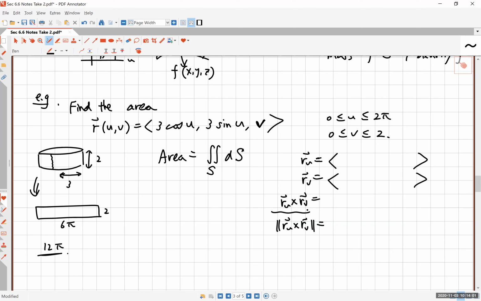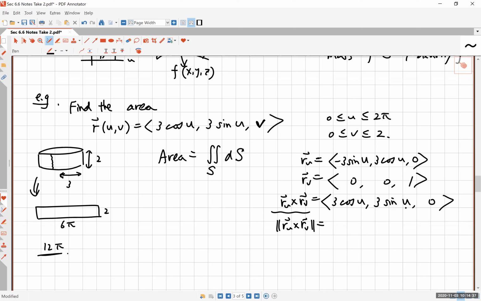So what is Ru? Well, that's negative 3 sine u, 3 cosine u, 0. No problem here. Rv is 0, 0, 1. That's even easier. The cross product is you do the crossing: it's 3 cosine u, then 3 sine u, and 0. The middle one is positive because you have the double negative here. It's the negative of negative 3 sine u.